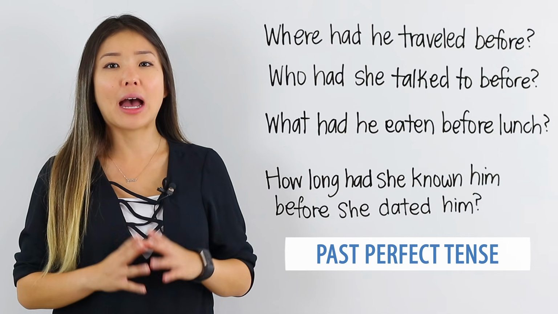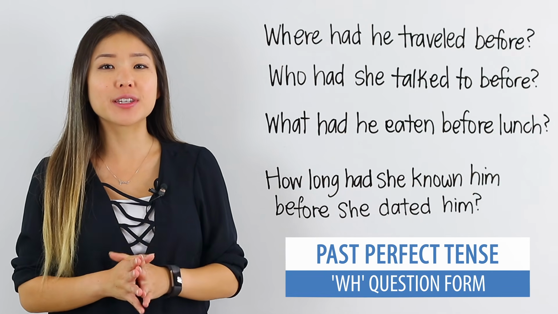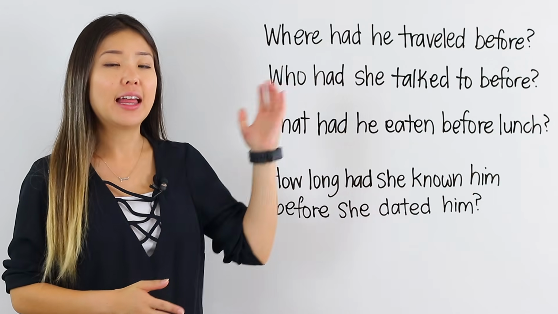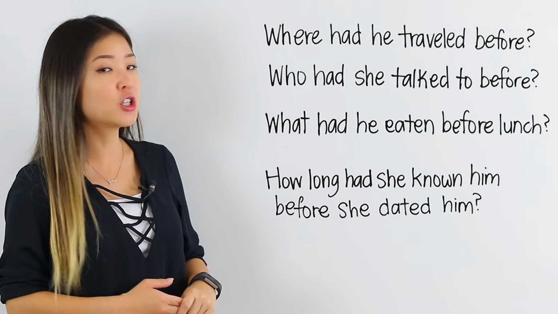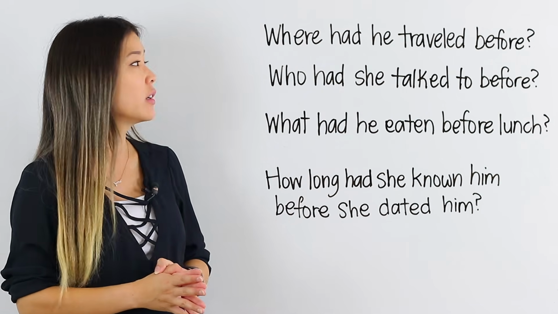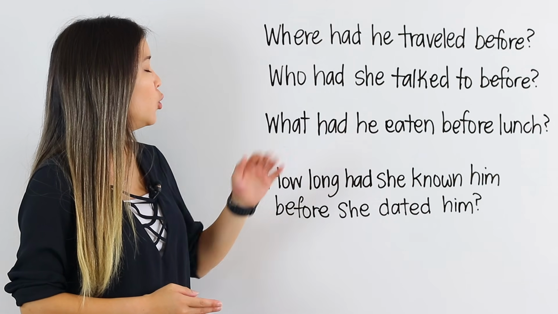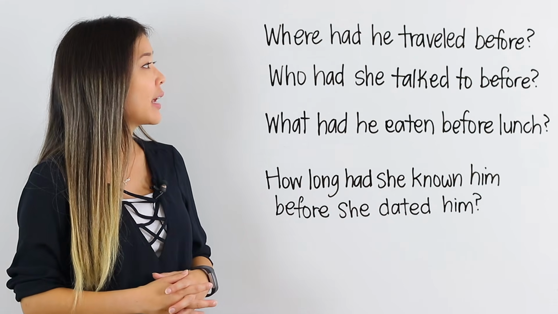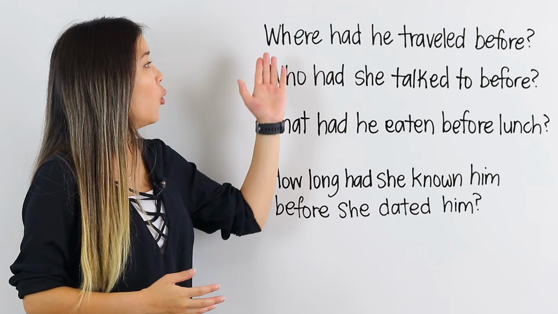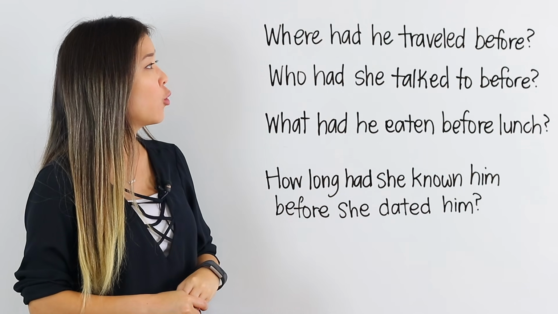Now, I'll go into how to form WH questions in the past perfect tense. Let's take a look. Here, we see at the beginning of each question a WH word: where, who, what, and how. Let's take a look at the first question. Where had he traveled before?